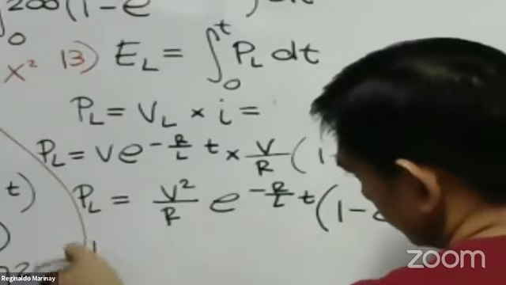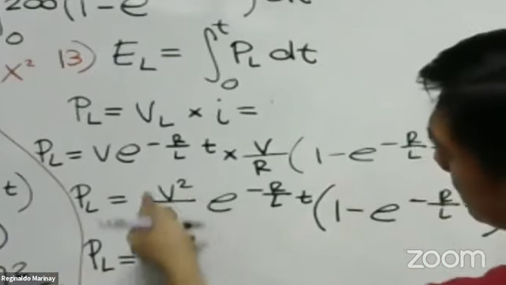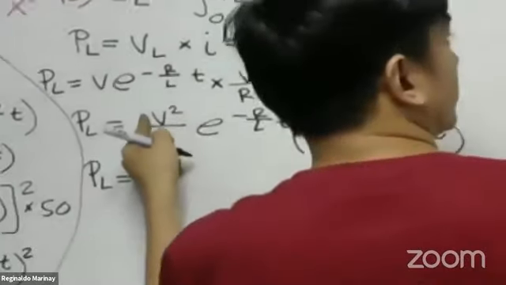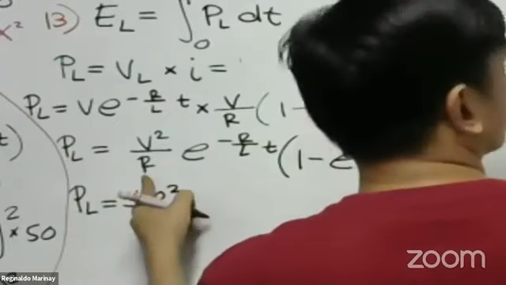PL is, well, anyway, this is just constant, right? It is just constant. What is our V equal to? 100. 100 squared over R, 50.